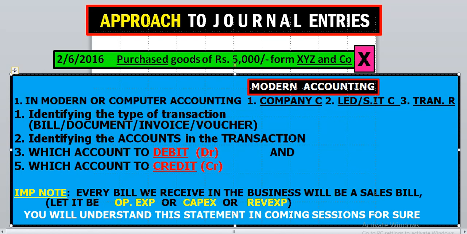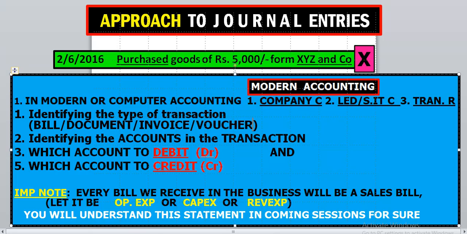So in modern accounting also the practice is almost the same. Modern accounting is practiced on a computer application. The creation of the company is the foremost and important thing, and after creating the company you have to create the ledgers and you have to create the stock items. After creating the ledgers and stock items you have to record the transactions.